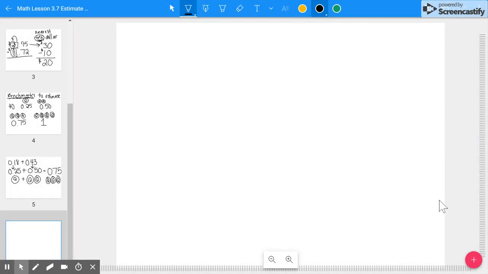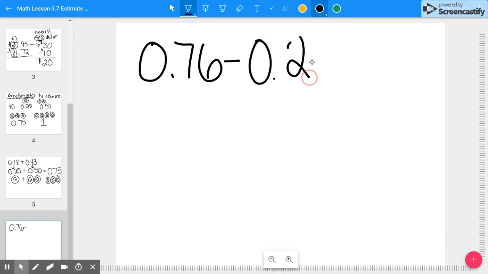If I have the problem 76 hundredths minus 22 hundredths, and my directions say to use benchmarks, because remember, we need to read the directions carefully and make sure we're doing what they're asking. I'm thinking in my head 76 cents. 76 cents, if I'm looking on the side here of my screen where I have the little pictures drawn, 76 cents is pretty close to having 3 quarters, which is 75 cents.